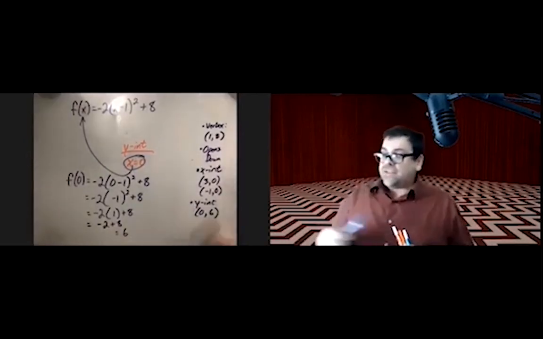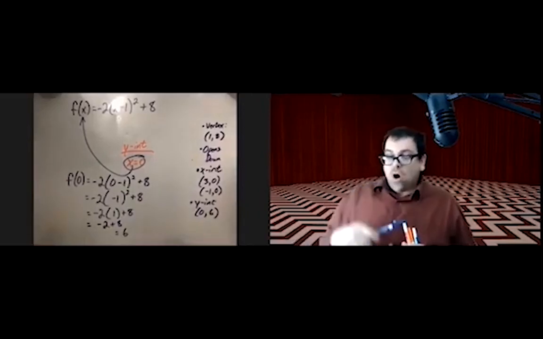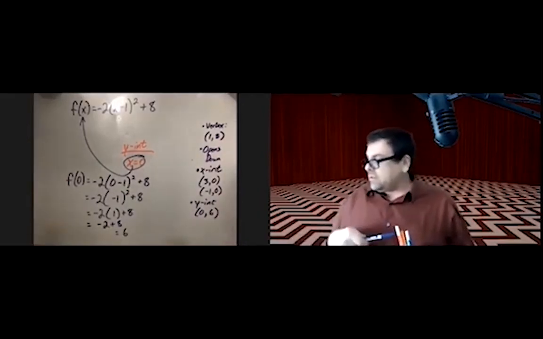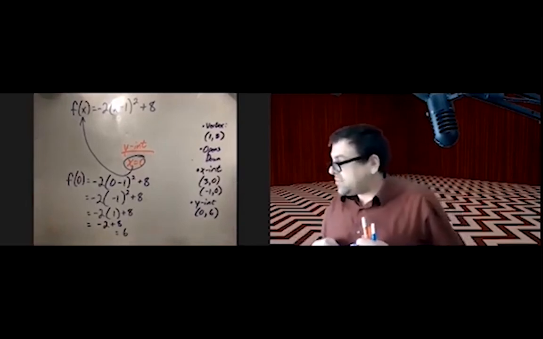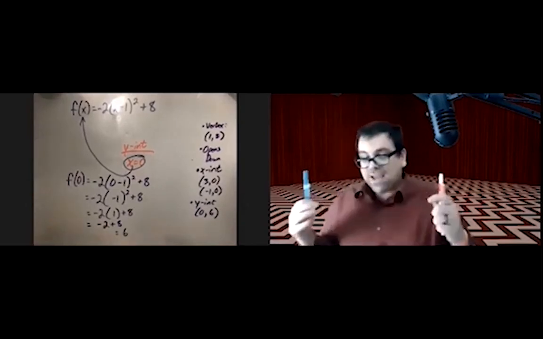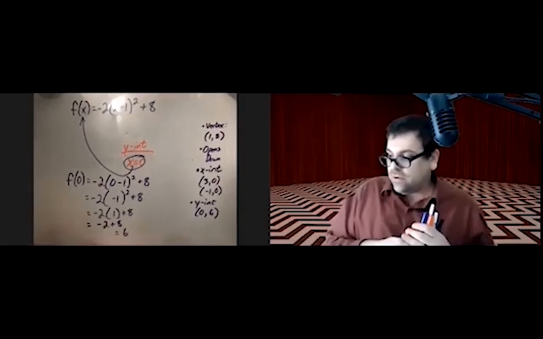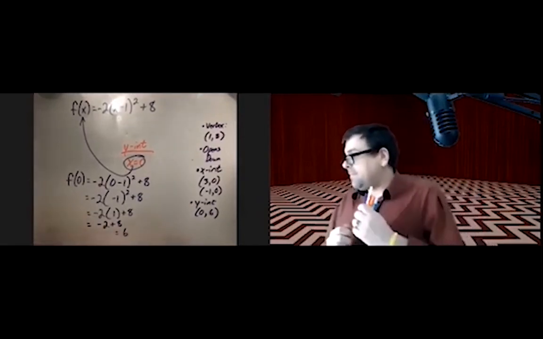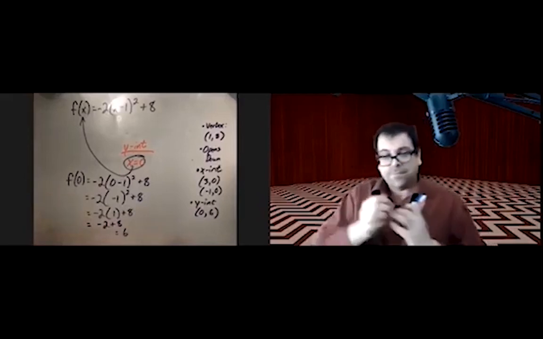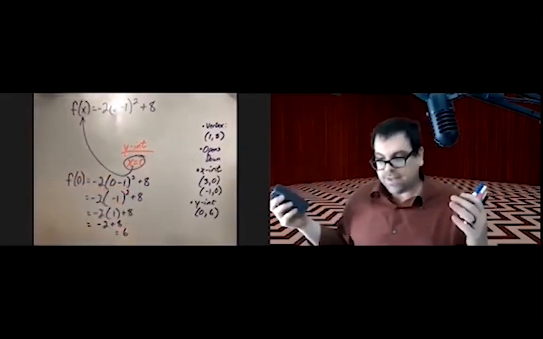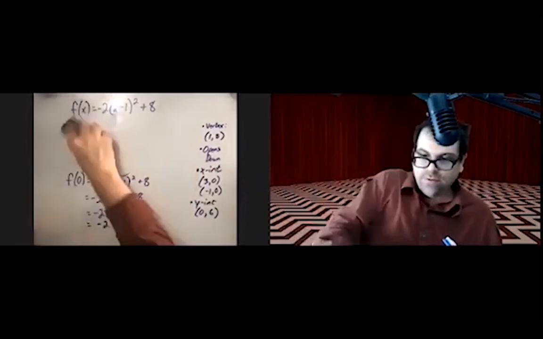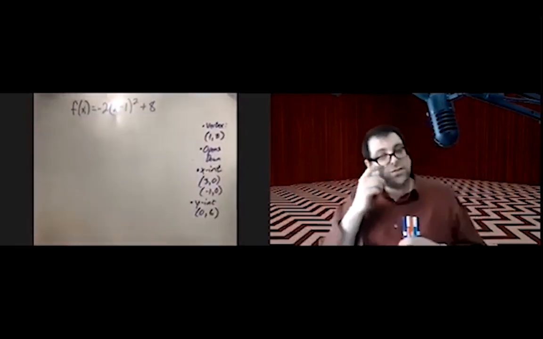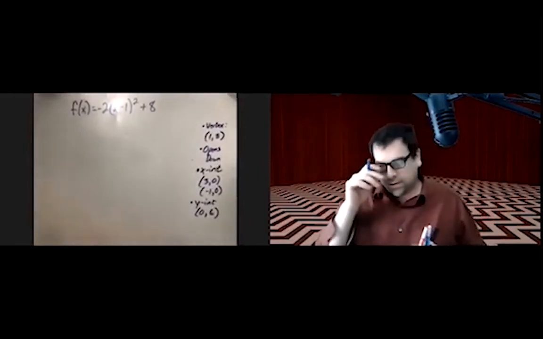Okay, so we found the vertex. We found that this opens downward. We found 2 x-intercepts. We found the y-intercept. We have enough now to graph this parabola. Let's graph it. And then we'll answer a few more questions afterwards.